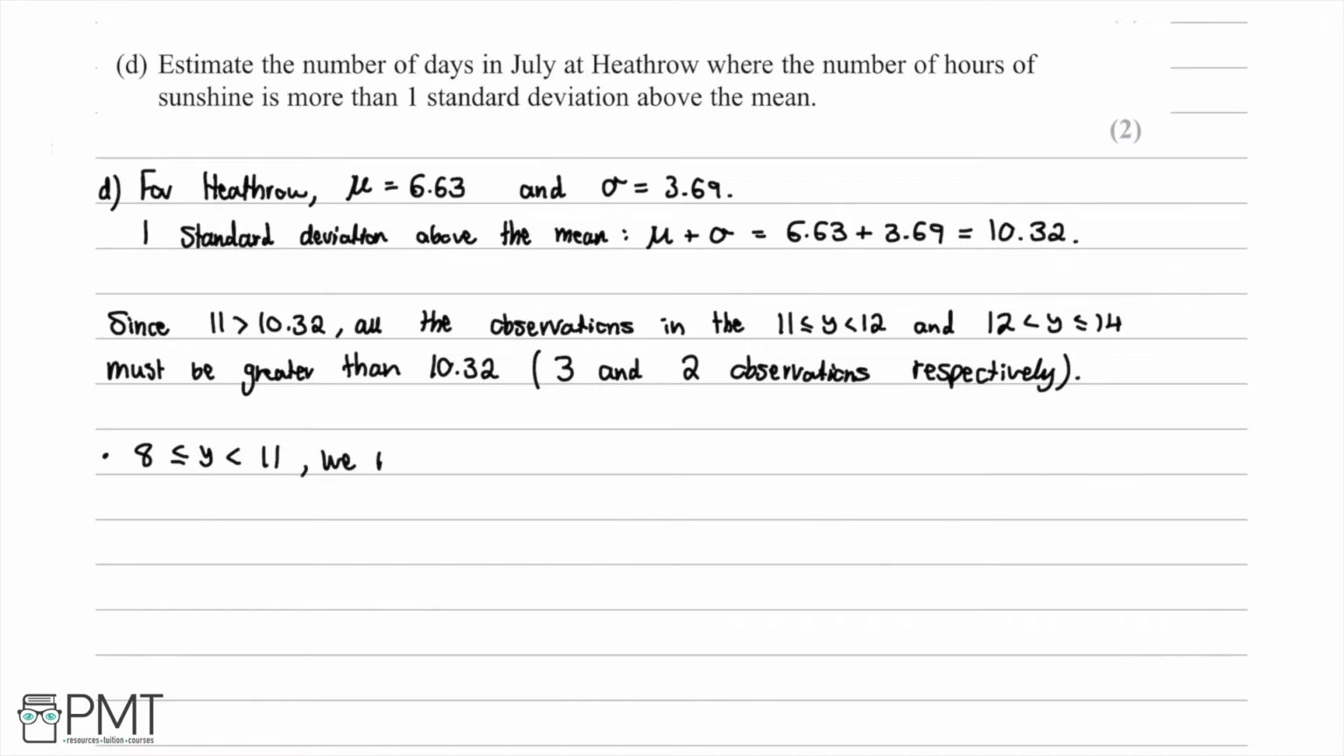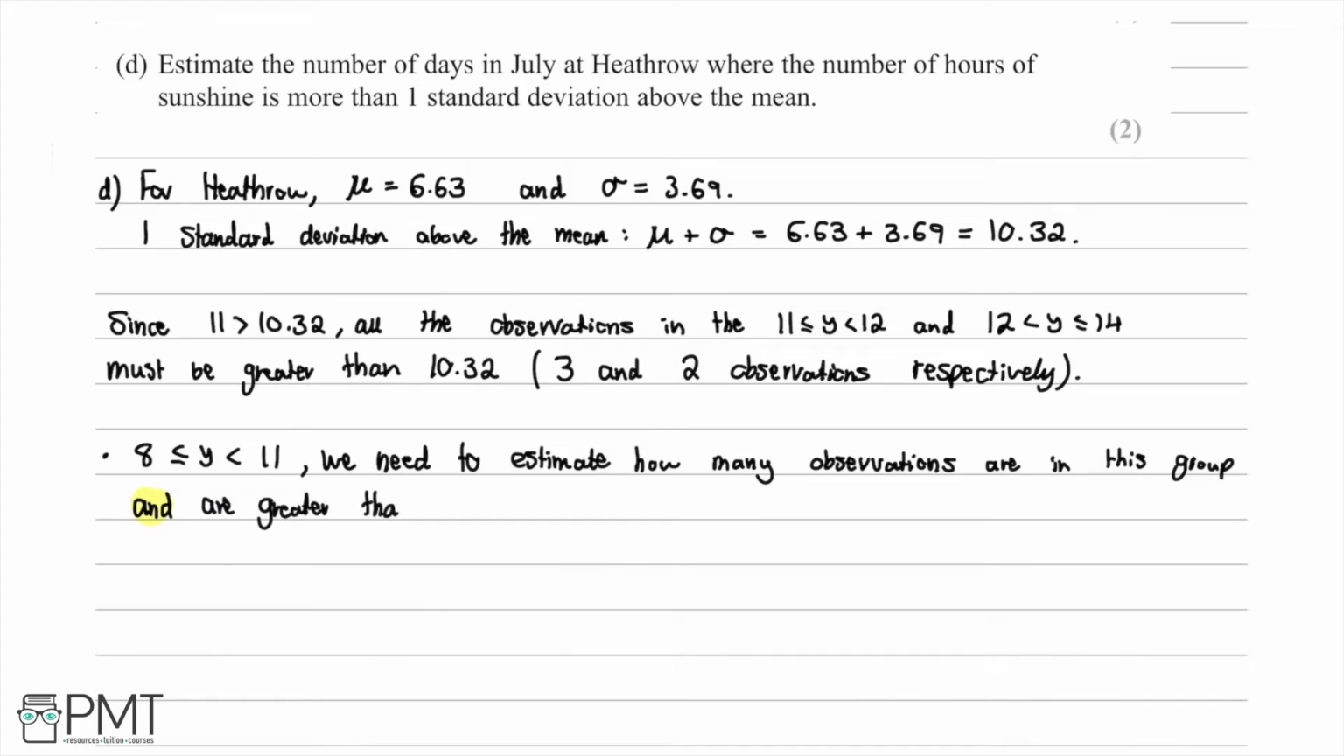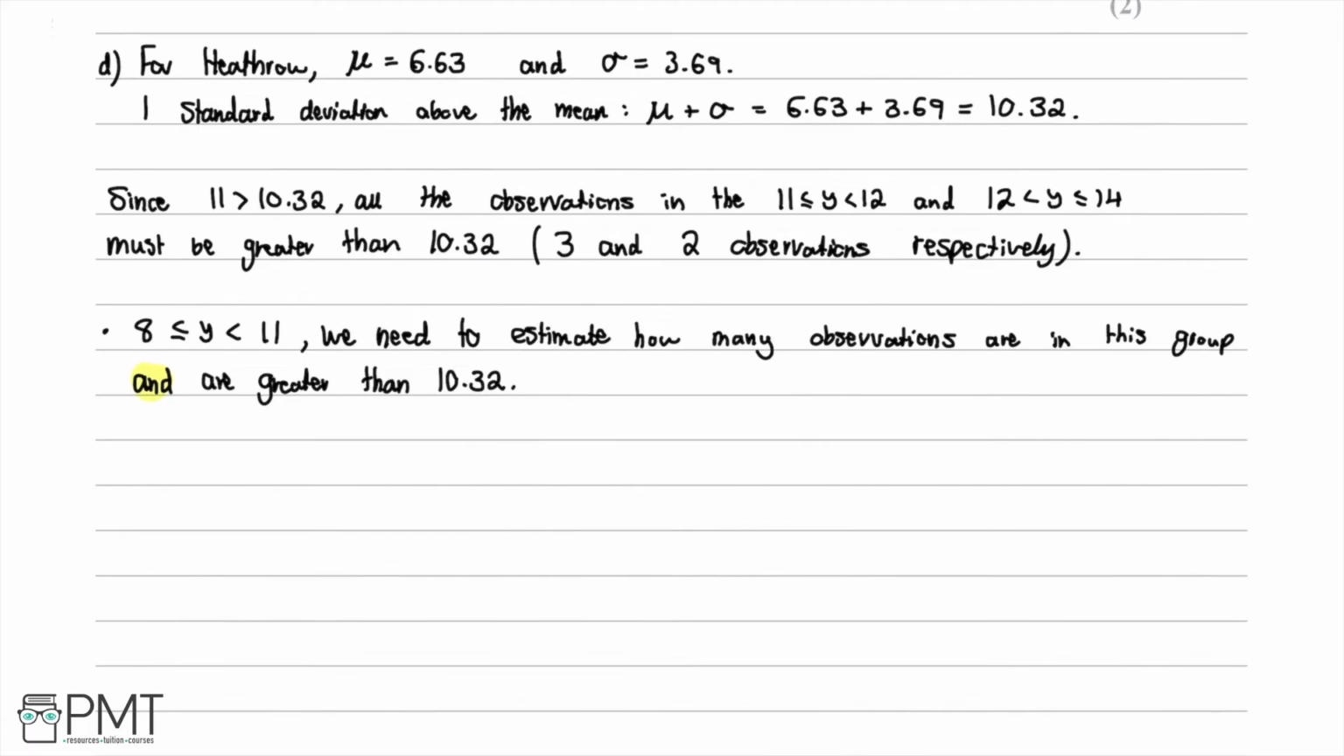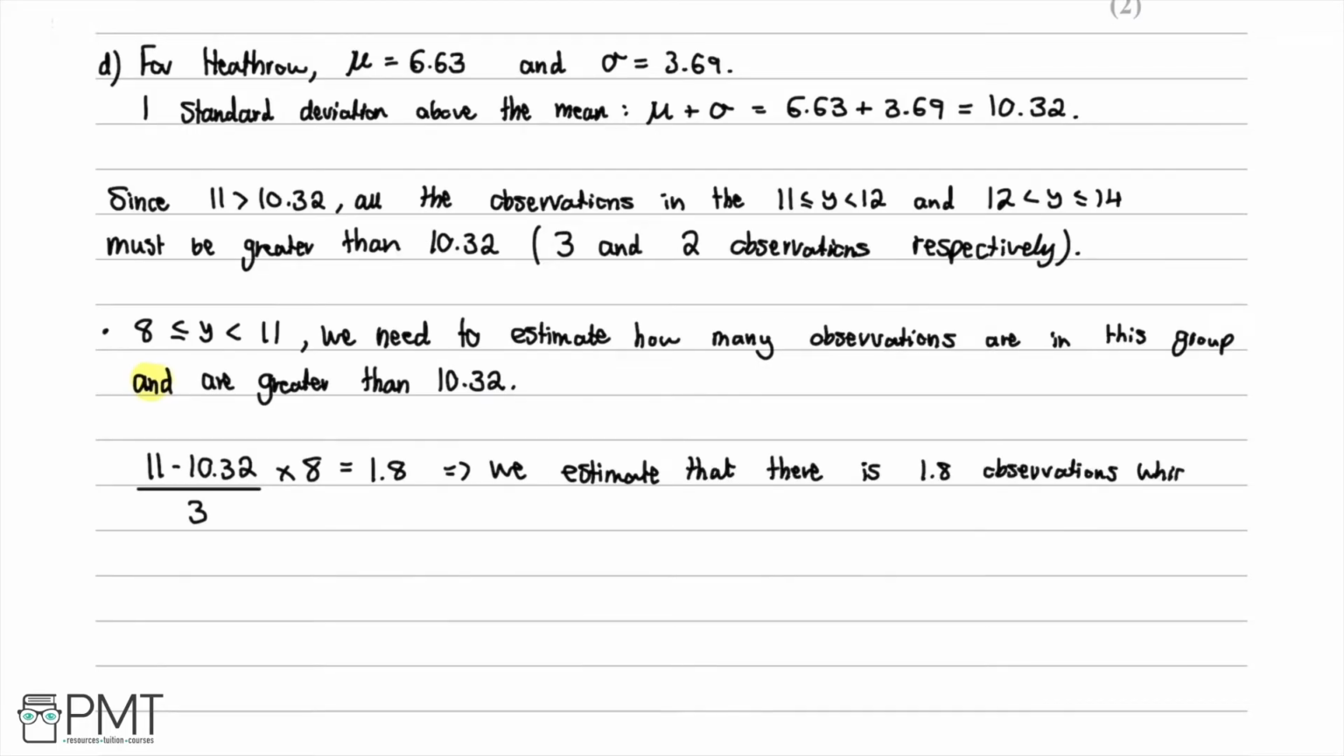So what we need to do is estimate how many observations are in this group and, where and is very important, are greater than 10.32. We can do that with the following formula. We have 11, the higher end of the group, take away our critical value, 10.32, divide by 3, the width of the interval, 11 minus 8, and then multiply by the frequency. Putting this into a calculator, this comes out as 1.8. So we estimate that there are 1.8 observations which are greater than 10.32.